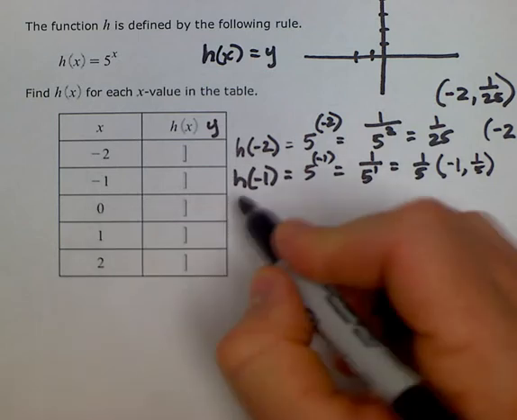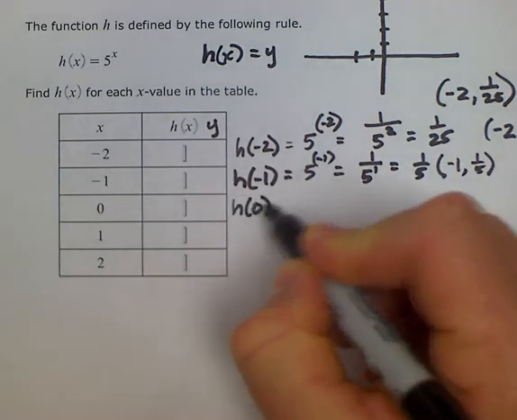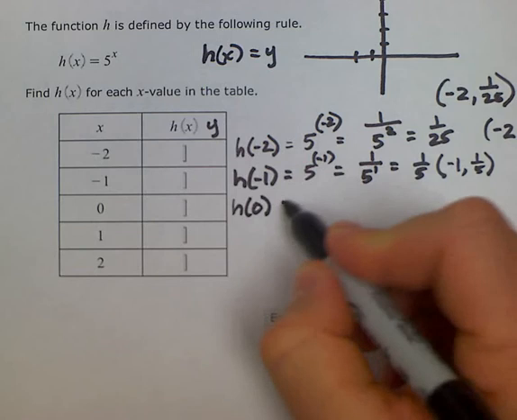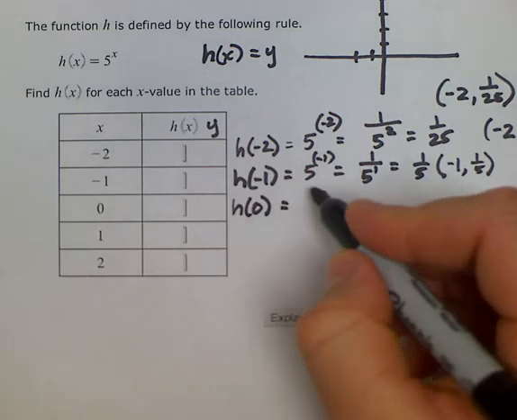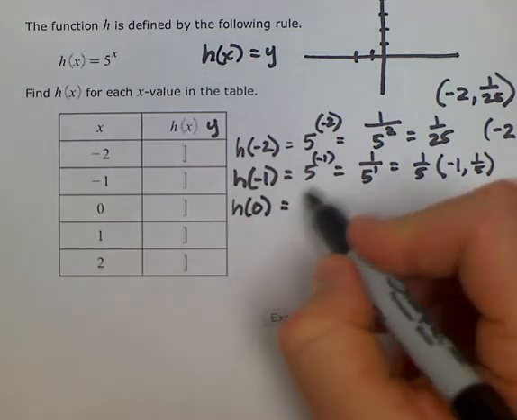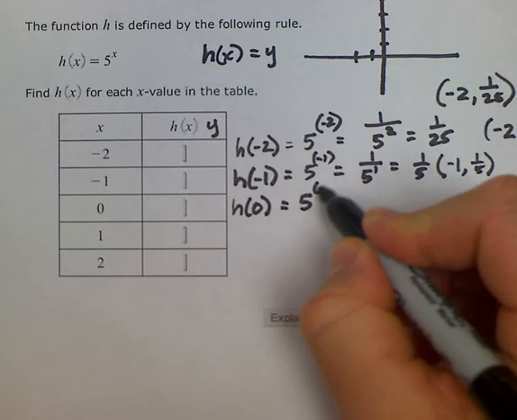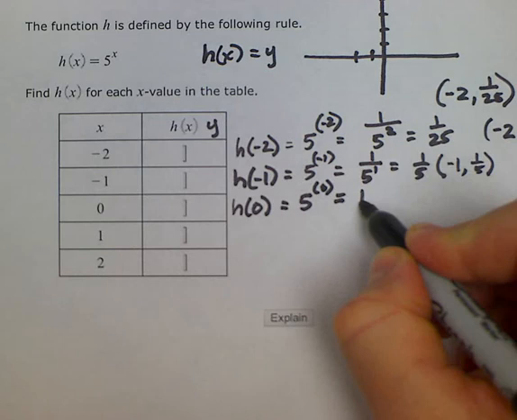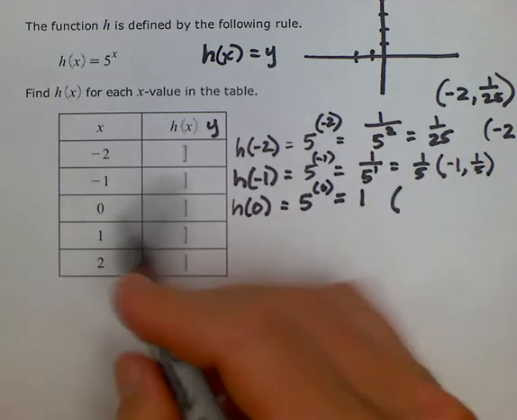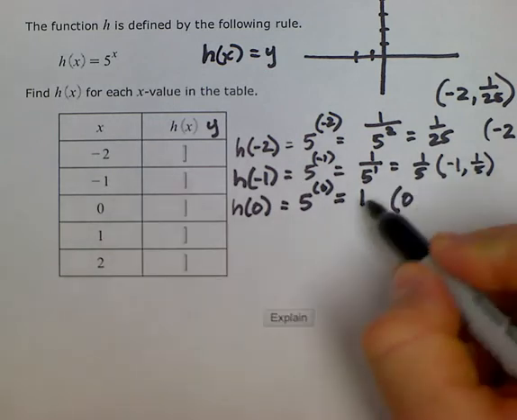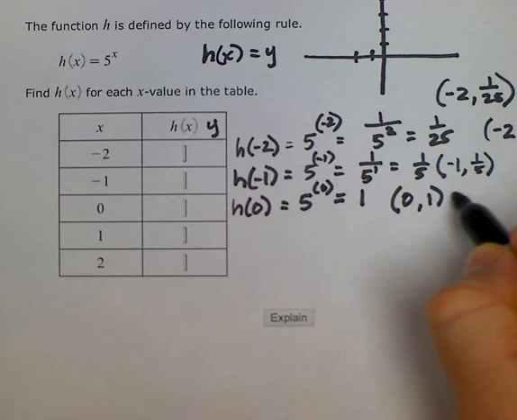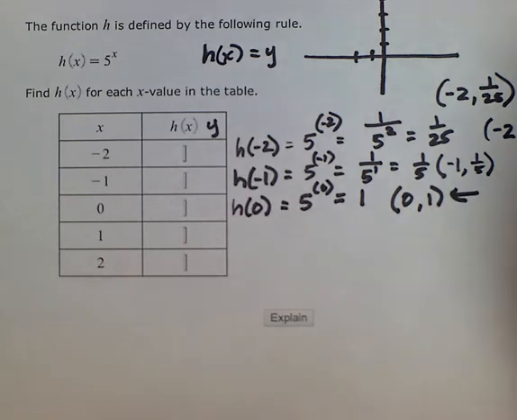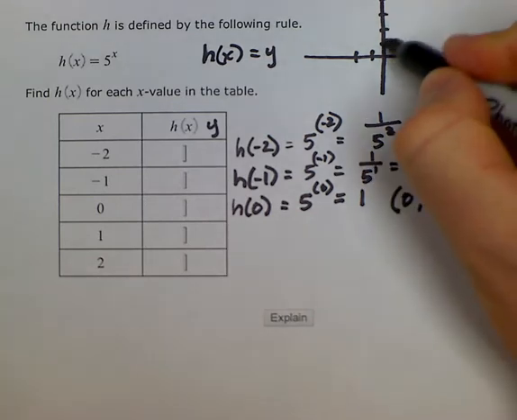Moving on, h of 0, when x equals 0, what is our y value? Replace all my x variables with the numerical value of 0. 5 raised to the 0 power, anything to the 0 power is 1, so 5 to the 0 is 1. So we would have the coordinate when x is 0, y is 1. And that represents our y-intercept, where it will cross, 0, 1. It will cross right here.